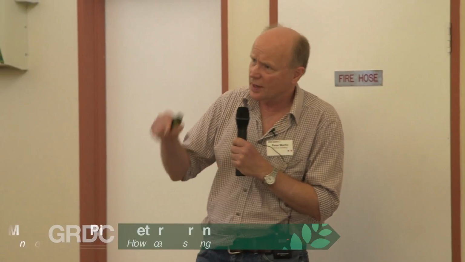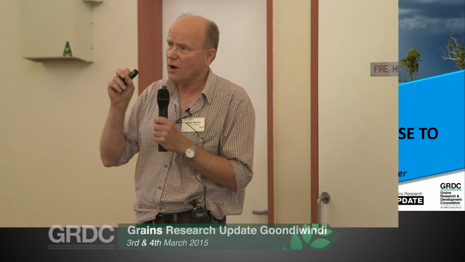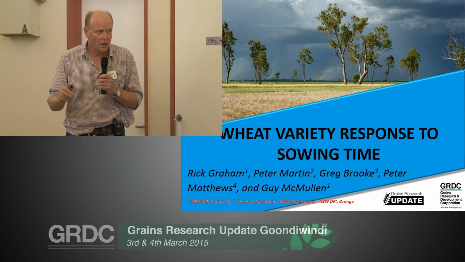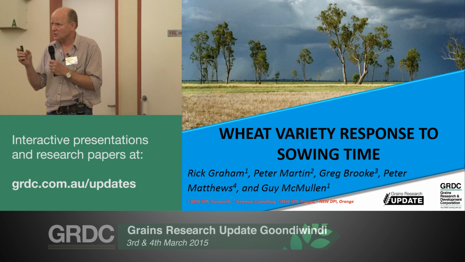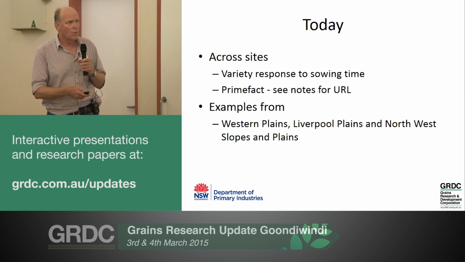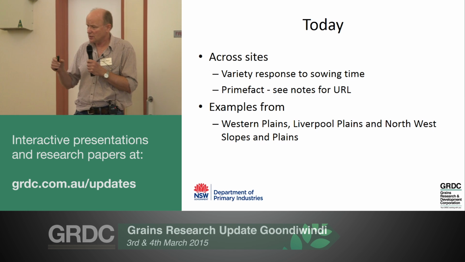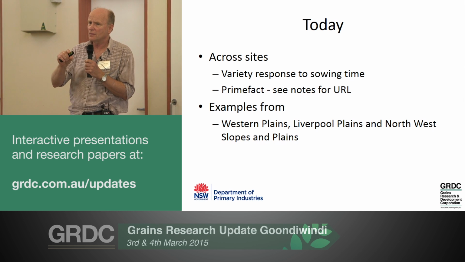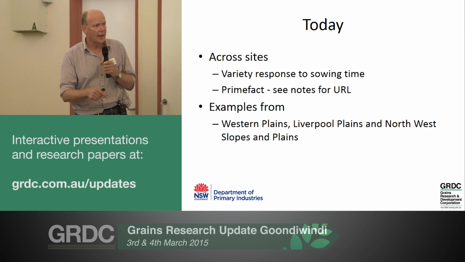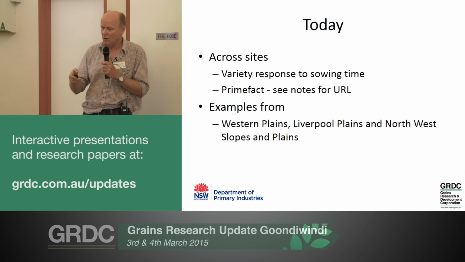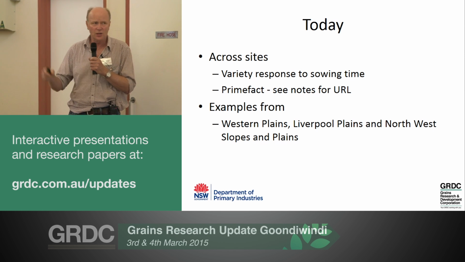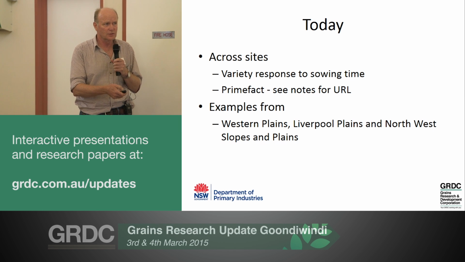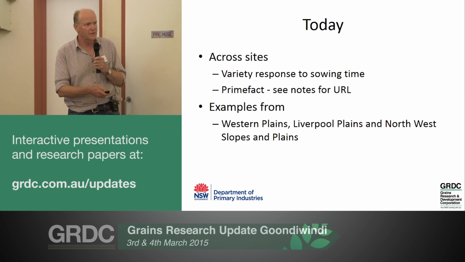In addition to the national variety trials, there's a variety-specific agronomy packages trial, growing time, variety response to sowing time experiments. And Guy's going to talk about a couple of examples of those in a minute. But what we have done is actually combine in the one analysis all of the NVT data with all of the sowing time data and estimate variety response to sowing time. Now that's available on the New South Wales DPI website as a Primefact.